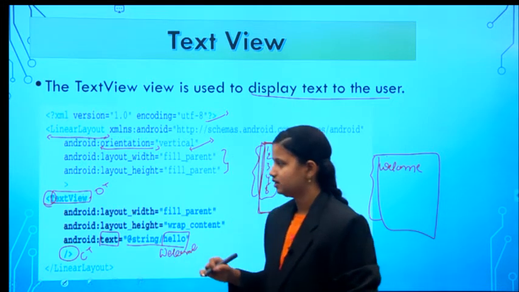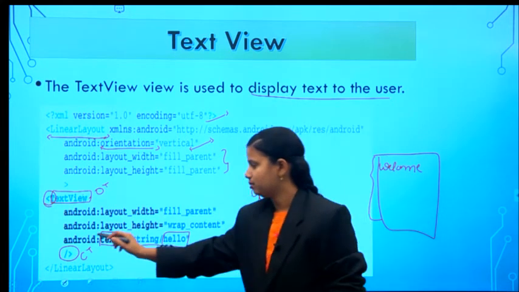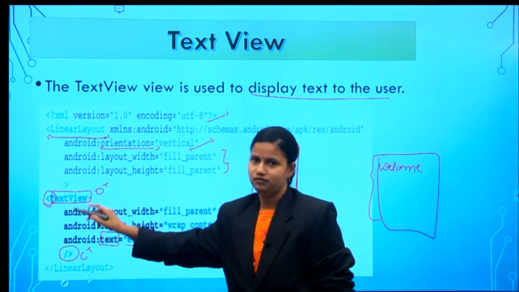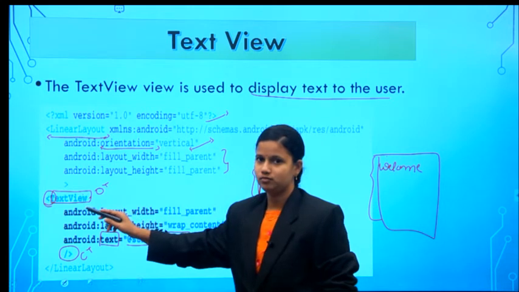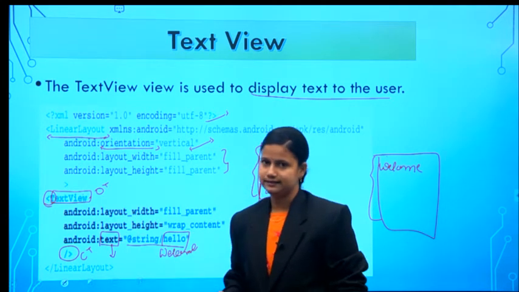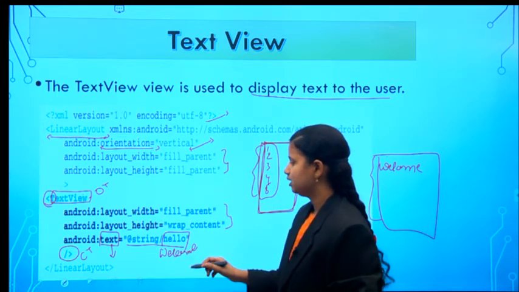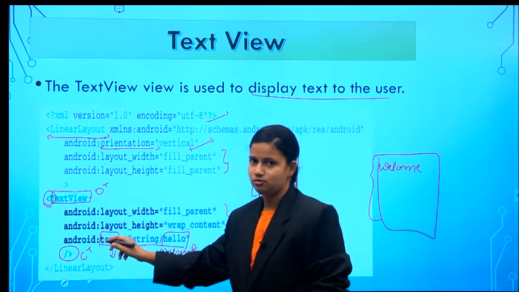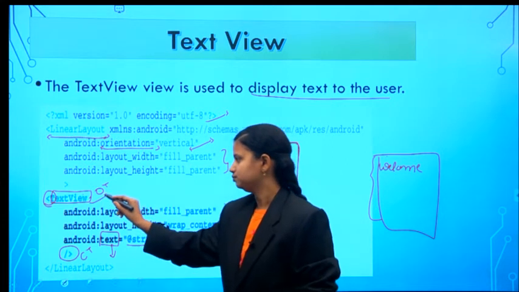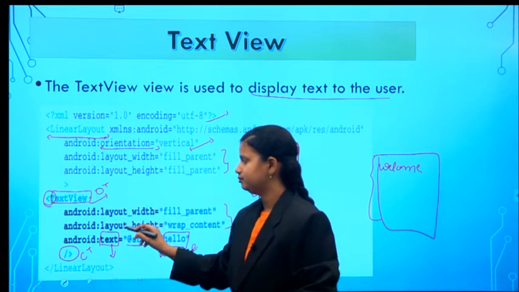So whatever text I want to display to the user, you have to use this property as android colon text within the text view. Within the layout, we have to use one of the views, that is a text view. Within that we have to use the property android colon text. These two properties mean the message is to be displayed to the user, but what is the width and height of this text view? Those two properties will be set by using this.